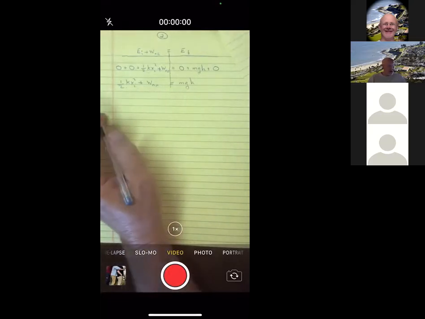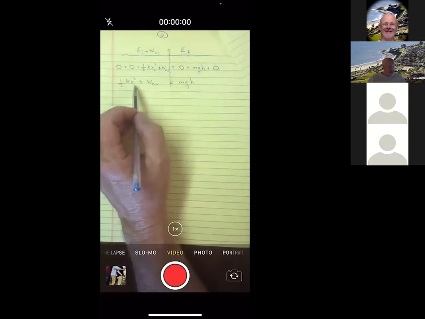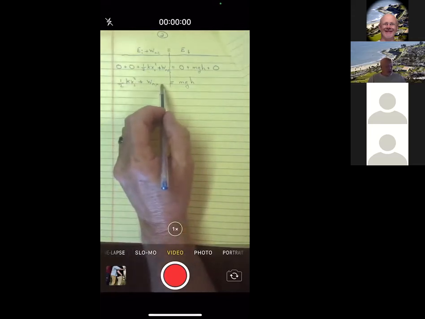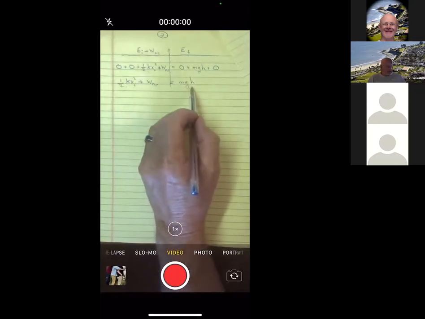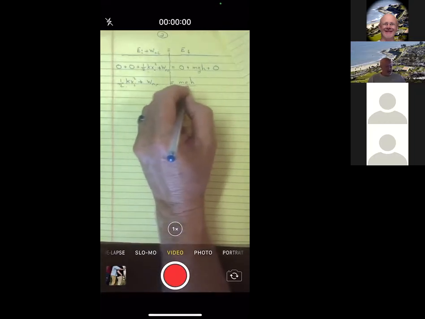This one's kind of the reverse. It's changing it from an elastic energy that makes it go to a kinetic energy, which then makes it go into a gravitational potential energy. So it finishes with gravitational.